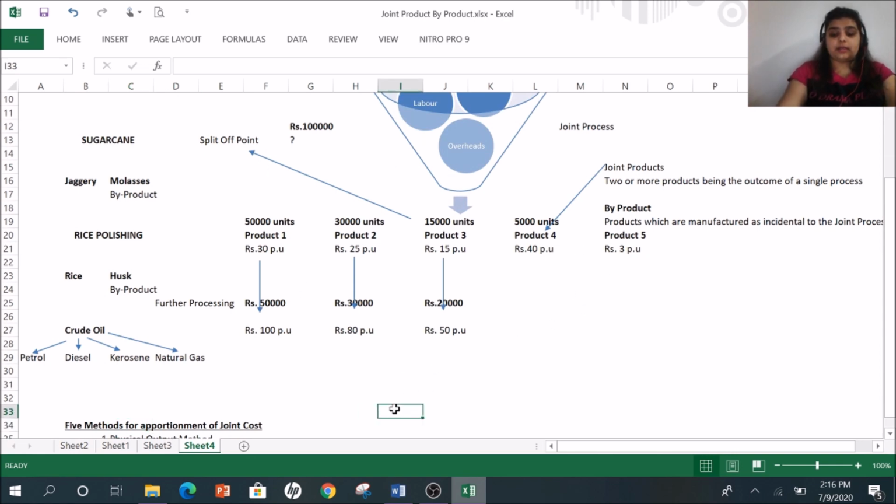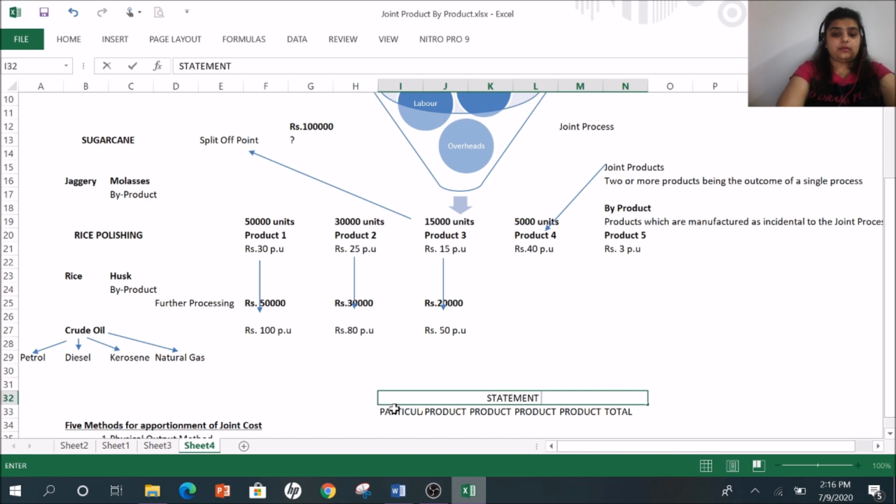I am going to prepare a table for particulars, then product A or product 1, product 2, product 3 and product 4, and I'm going to have one total column. This is my statement for joint cost apportionment.